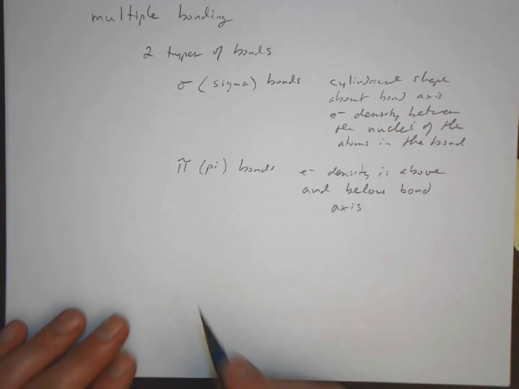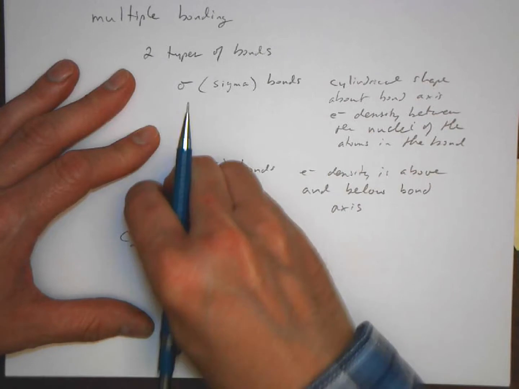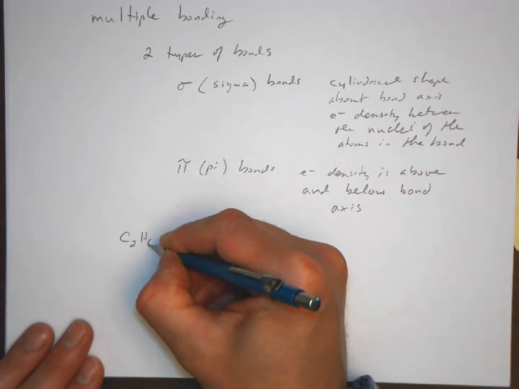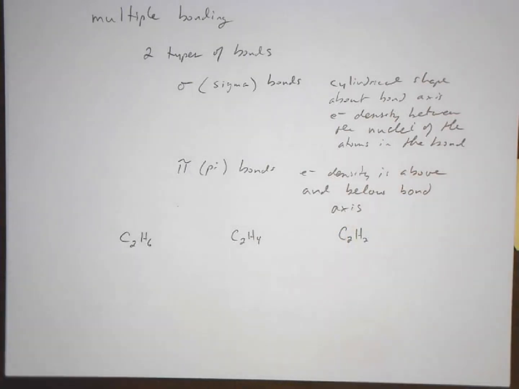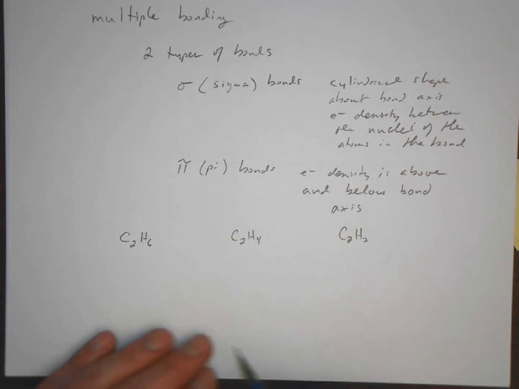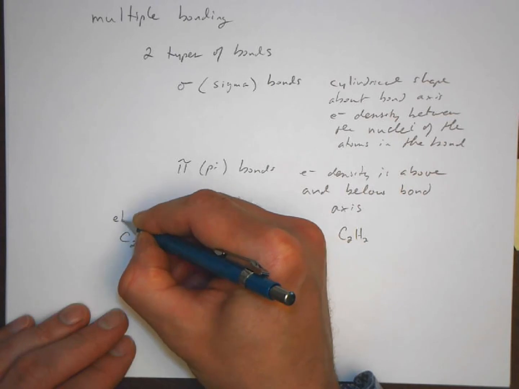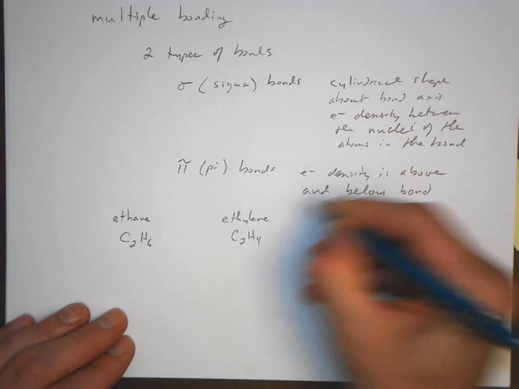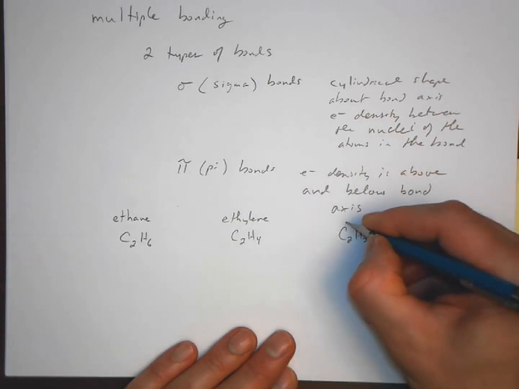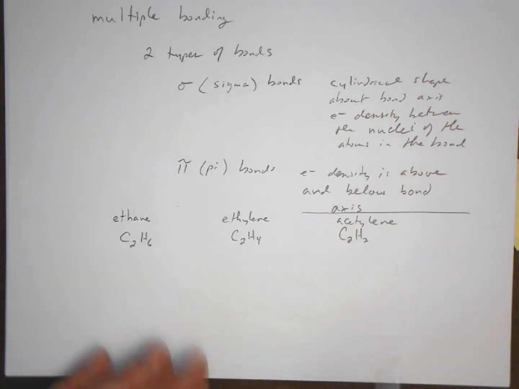Now, to illustrate this, we're going to look at three different molecules: C2H6, C2H4, and C2H2. You don't need to know this, but next year you will in organic chemistry. This is ethane. This is something called ethylene, and this is called acetylene.